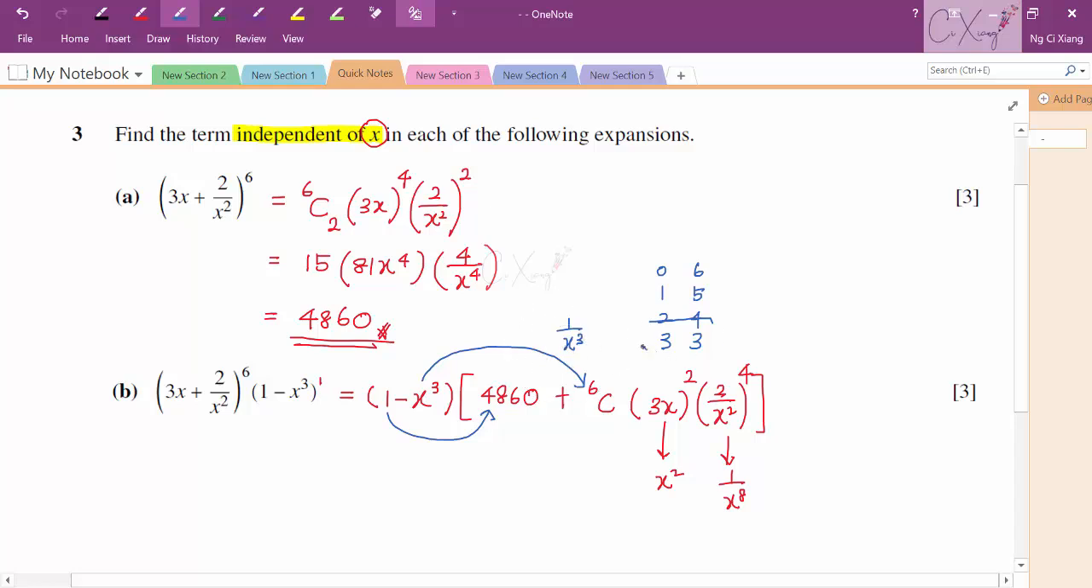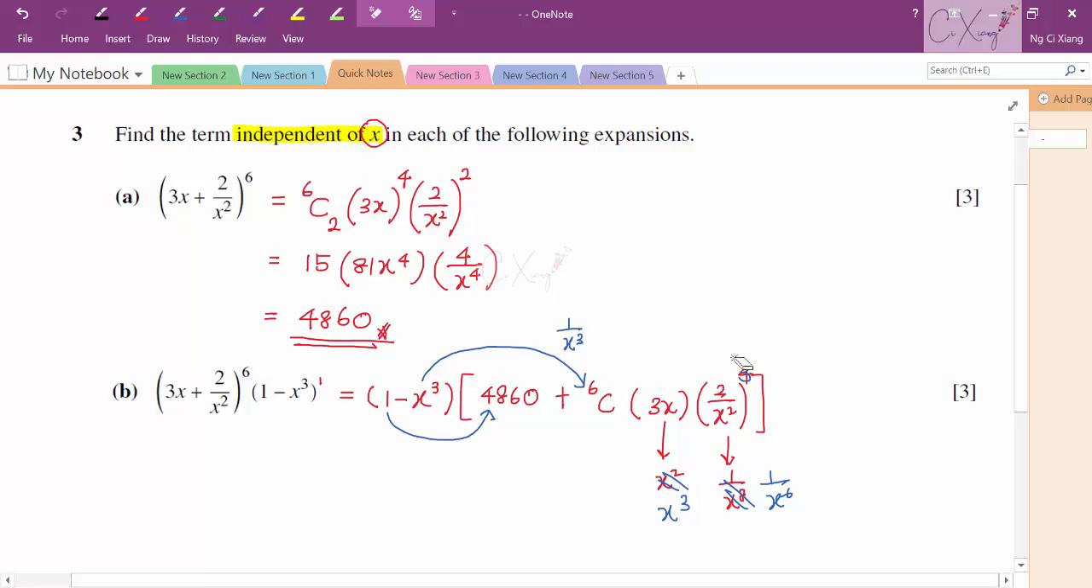Maybe you can try the next power, which is 3 and 3. If you put in the 3 and 3 here, you will have 1 over x to the power 6. Then for this one, you have x to the power 3. So x to the power 3 multiplied with 1 over x to the power 6, you will get something with 1 over x to the power 3, which is something that we want. So you already know that the powers that we are using now should be 3 and 3.